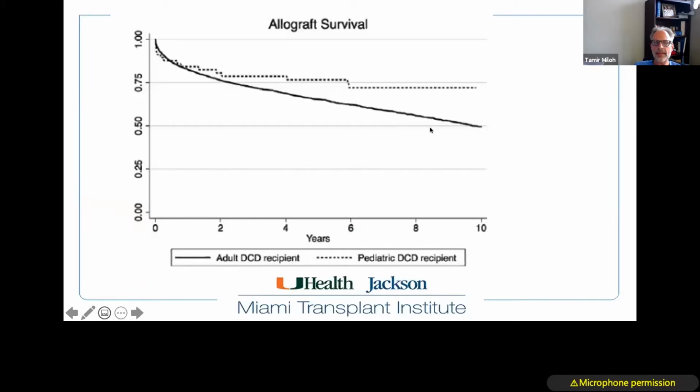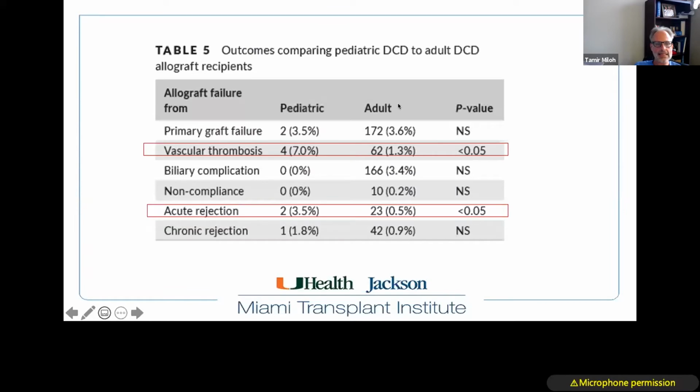And when you compare pediatric DCDs to adult DCDs, you can see that the pediatric survival is definitely superior to the adult survival following DCDs. And when you compare the pediatric to adult complications, you could see that there is a little more vascular thrombosis, but this is throughout all pediatric transplants, not just for DCDs.